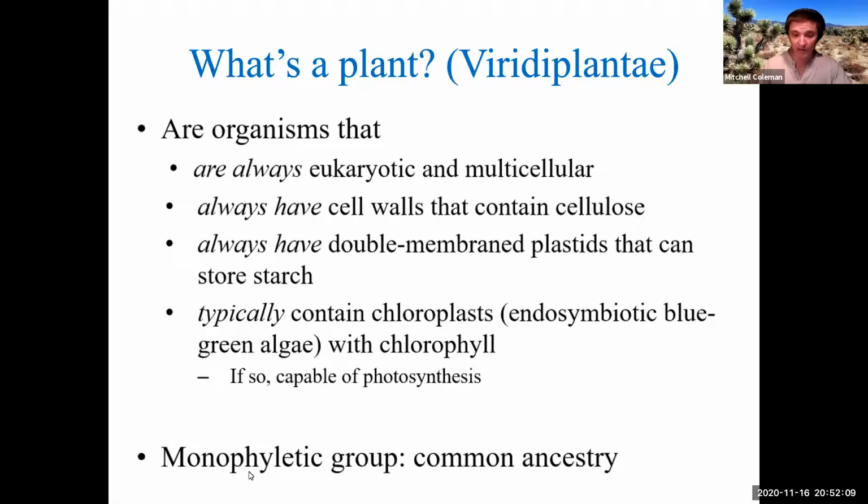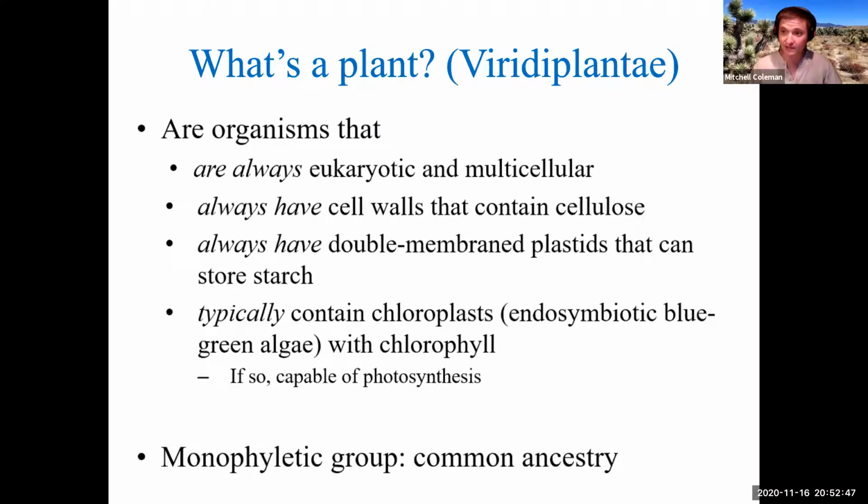Mono meaning one, phyletic meaning phylogeny or relationships between organisms. So monophyletic meaning plants share a common ancestry. Every plant is related to every other plant, because they all arose from one common ancestor. Just like hominids, for example, the great apes, chimpanzees, monkeys, humans, we are clearly not the same species, but we are monophyletic because we arose from a common ancestor.